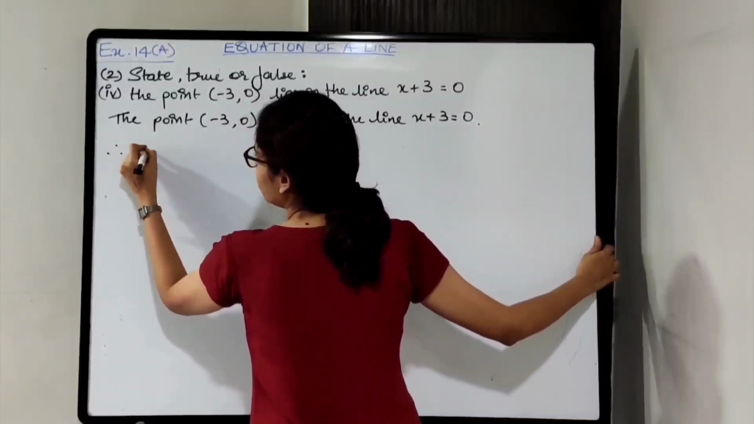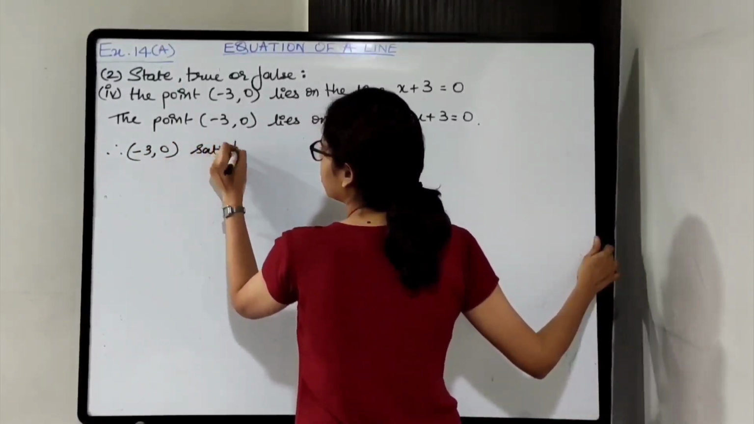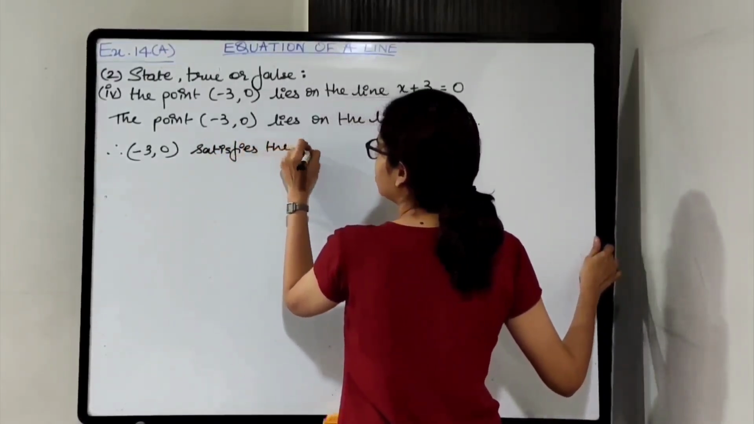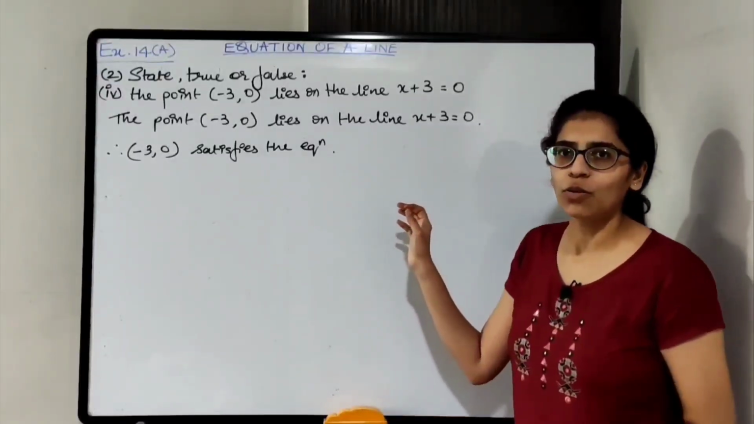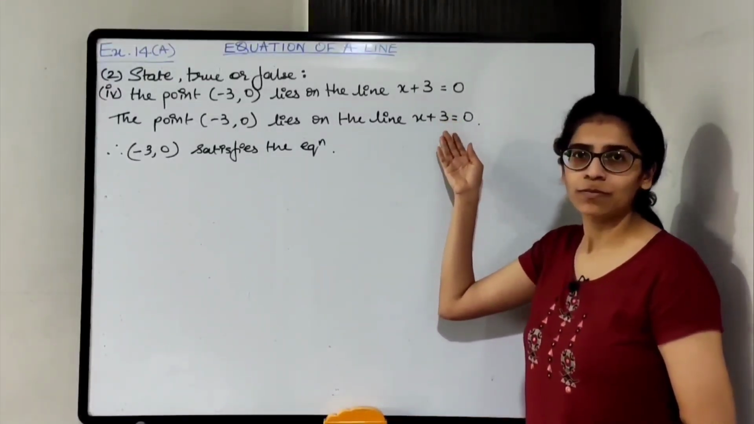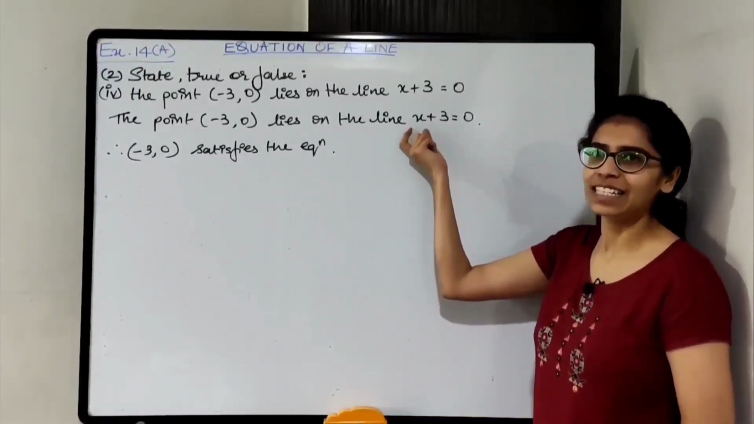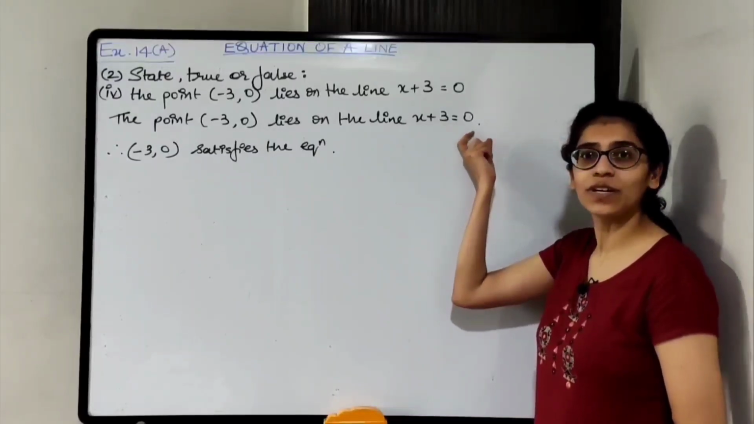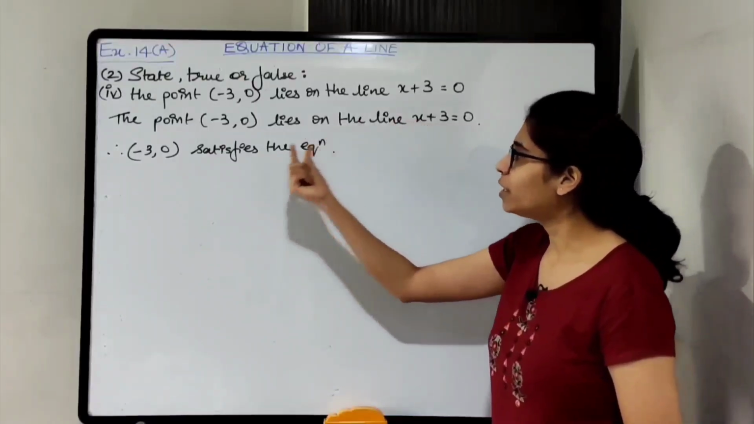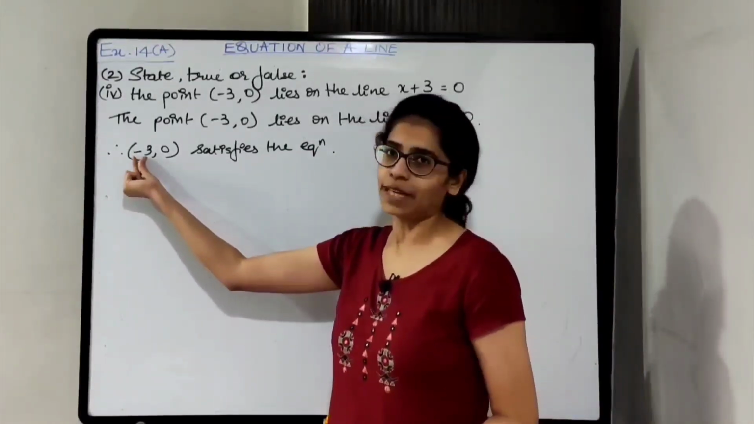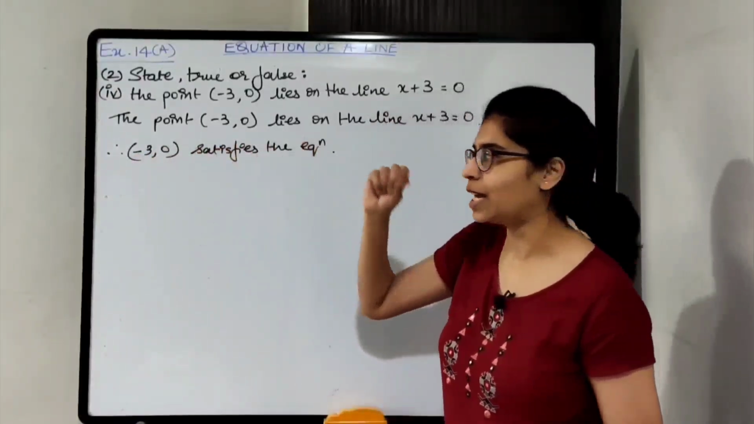Therefore it will satisfy the equation. Therefore minus 3, 0 satisfies the equation. So you can substitute the value of the coordinate in the equation. Equation में कौन सा coordinate substitute कर सकते हैं? X ही कर सकते हैं because there is no y in the equation. So you will substitute only x coordinate. Okay. X coordinate क्या है? X coordinate is minus 3. Okay, and this is y coordinate. So we will substitute minus 3 in place of x.